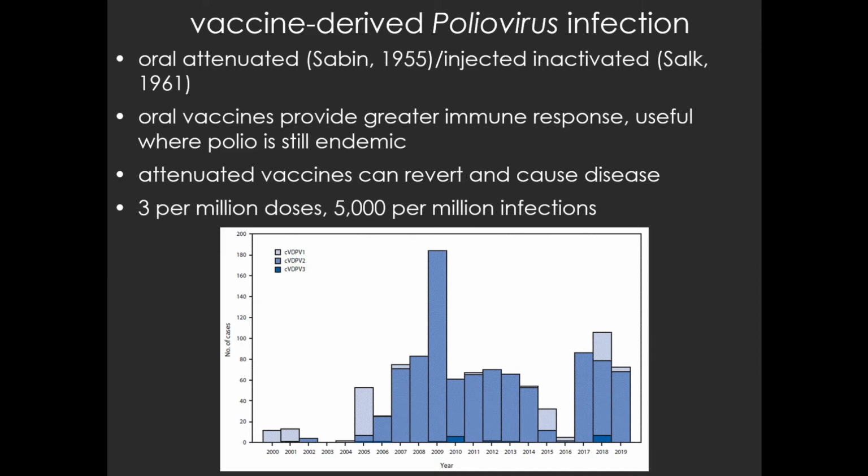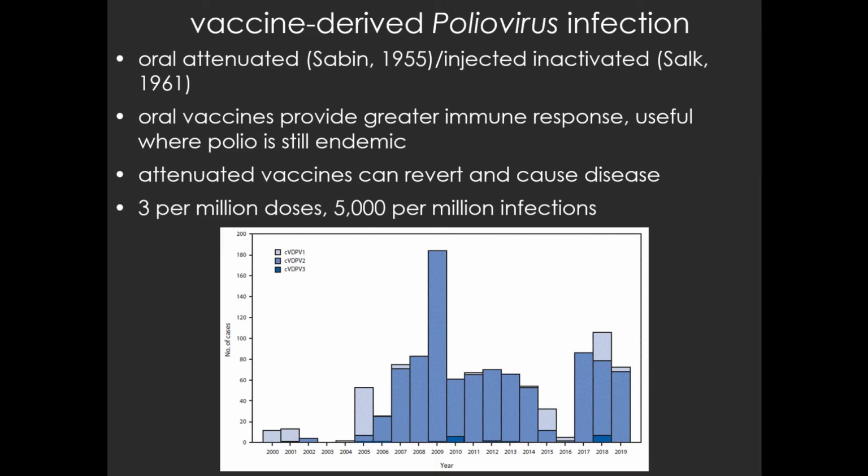The injected inactivated vaccine was developed in 1961, and as its name suggests, it's inactivated, but because it's inactivated, it can only mount a humoral response. So the oral vaccine provides a greater immune response, and so it's really useful where polio is still endemic. So where polio is still endemic, the oral vaccine is used. So in places like Afghanistan, Pakistan, Nigeria. In places like the United States where polio has been eradicated, we've switched from the oral vaccine to the injected vaccine.